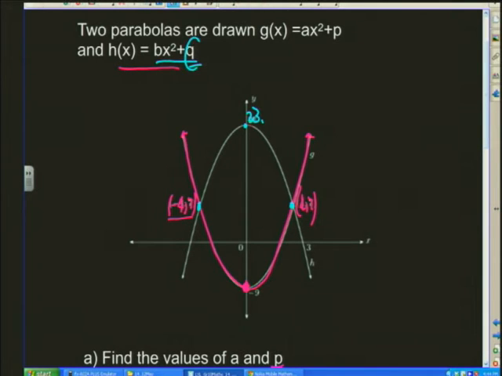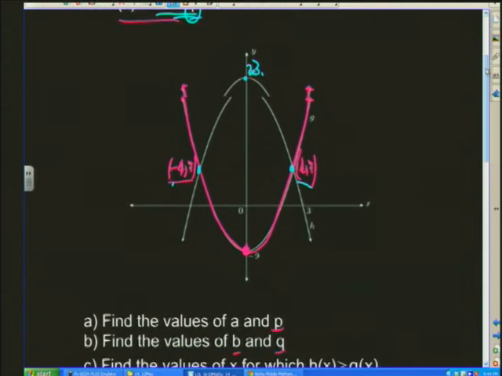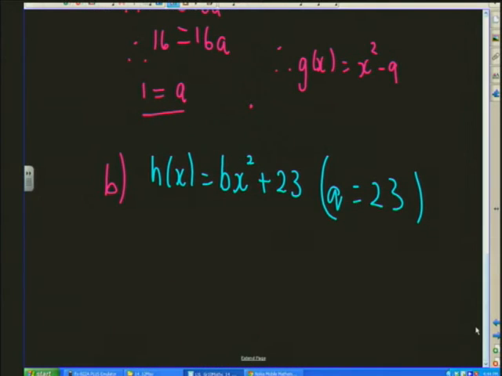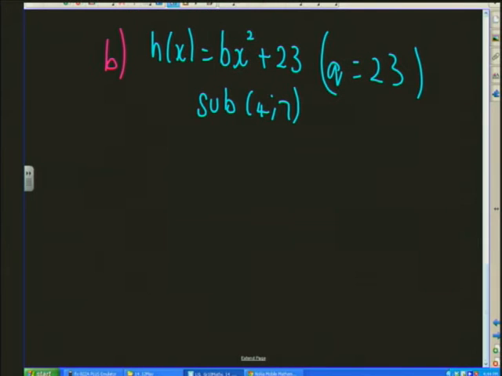We know what the value of q is. Take either the minus 4, 7 or the 4, 7, substitute it into that equation and solve for b. Alright, so because we used minus 4, 7 before, just to be fair, let's use the 4 and 7 now. So I'm going to substitute the point 4 and 7 into my defining equation and solve for b. Alright, so when y is 7, we know that x is 4.